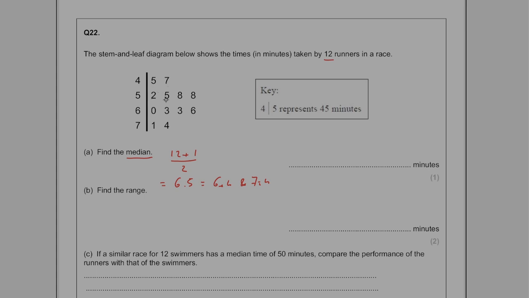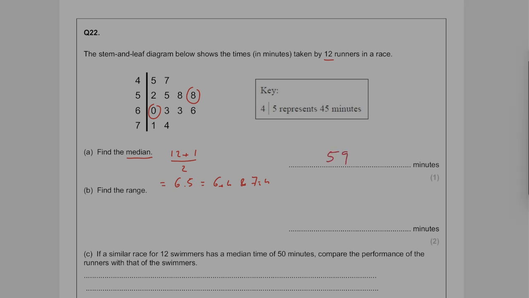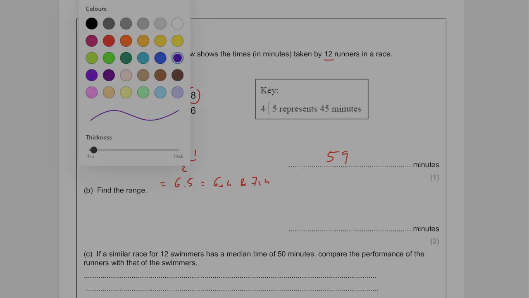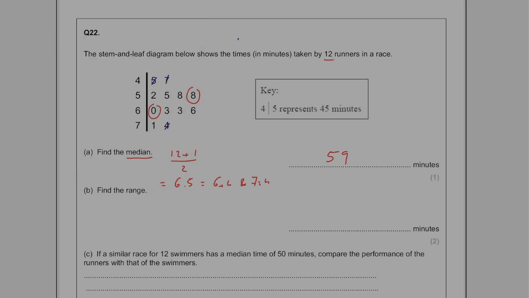So 1, 2, 3, 4, 5, 6, and 7th value. So I need to find the number that's halfway between 58 and 60. So that's going to be 59. And again, like I said, I could have top and tailed them. So if I top and tail in order, you can see that I'm left with those two as well. Right, find the range. So the range is going to be the largest value, which is 74, minus the smallest value, which is 45. So the range is going to be equal to, is that 29?